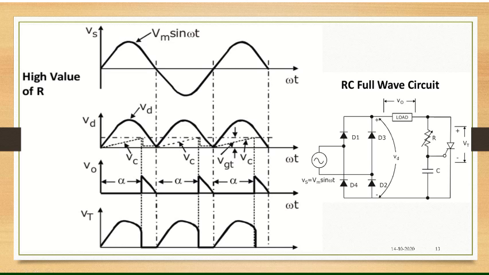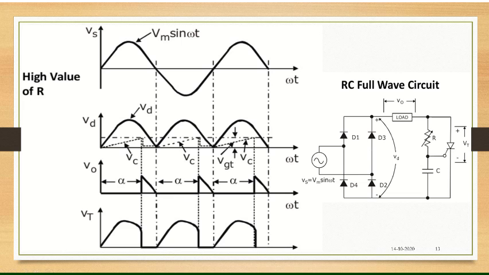Okay, and the working can again be understood with a high value of R and a low value of R. So based on this input again, the voltage across the output voltage, and VT and VD. VD is nothing but the voltage across these 2 points.